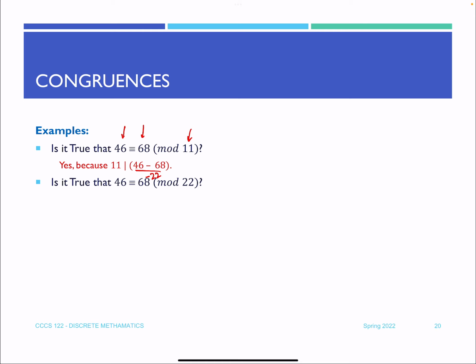Another one. Is it true that 46 is congruent to 68 modulo 22? And the answer is yes. So it's the same numbers. Again, 46 minus 68 is minus 22. And yes, 22 does divide minus 22. So 46 is congruent to 68 modulo 22.